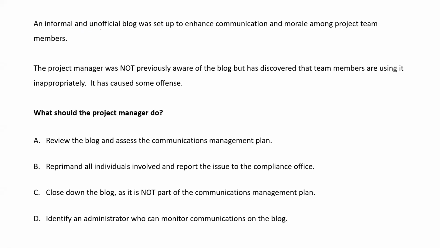An informal and unofficial blog was set up to enhance communications among project team members. I think I have seen this question in risk management also. The PM was not previously aware of the blog, but now has discovered that they are using it inappropriately, which has caused some offense. So there are two problems. First, they have created something without your knowledge. And second, it's being used in a bad way also. So what should you do as a project manager?